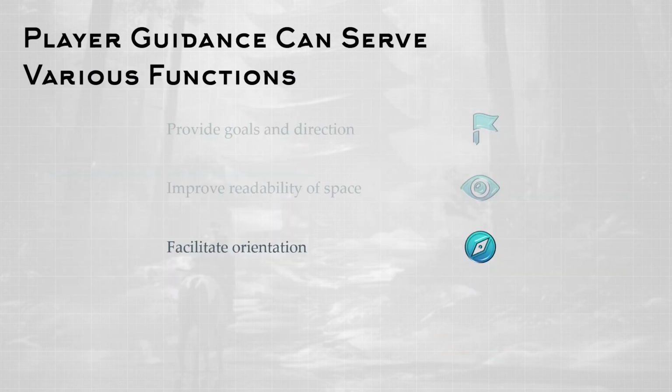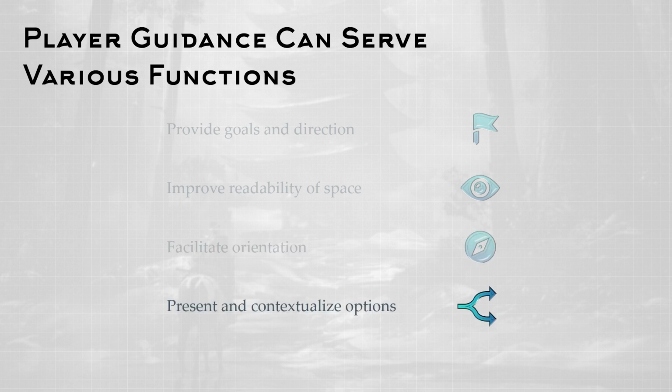Another function of player guidance can be to facilitate the orientation within the game world. So this is not the player asking where do I have to go, but more about where am I right now. And usually this is in relationship to already familiar parts in the game. We already talked about how landmarks can facilitate a player's sense of where they are because they serve as a familiar point of reference. Then another function is to present the player with the options they have, so the paths that they can take, and also contextualize them in some way so the player knows what each of these options would mean. Let's look at a bad example of providing options.